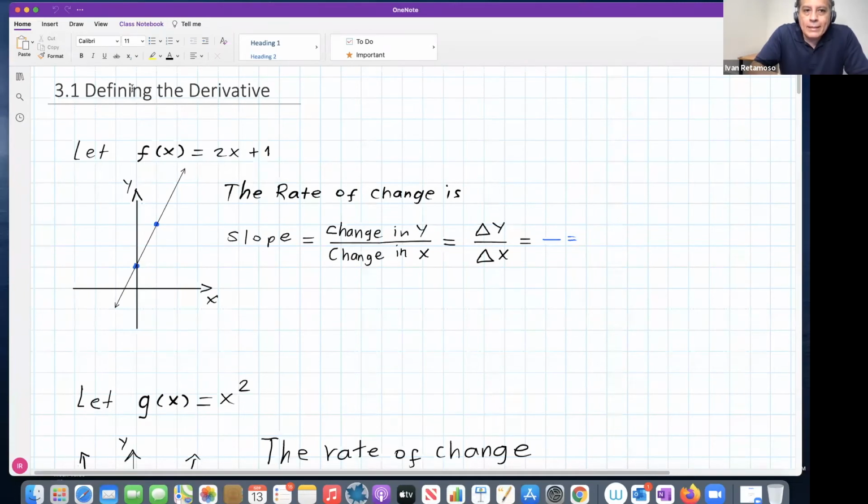Section 3.1, defining the derivative. The derivative, guys, is considered to be the hero of calculus, the real hero. You may say, Professor, what about limits? Yeah, limits are kind of the building bricks, the foundations, but derivatives are really in the heart, in the core of calculus.